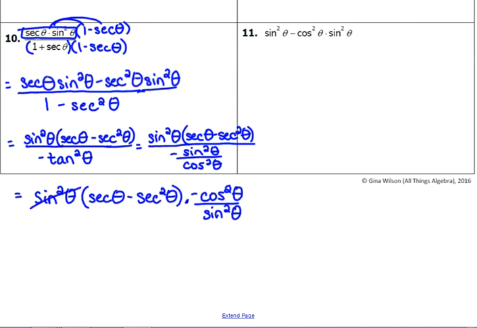Okay, so our sine squares cancel. And then I'm seeing secant. Secant is the reciprocal of cosine. So I'm going to rewrite those secants in terms of cosine. 1 over cosine minus 1 over cosine squared. And then I've still got a negative cosine squared there on the end.